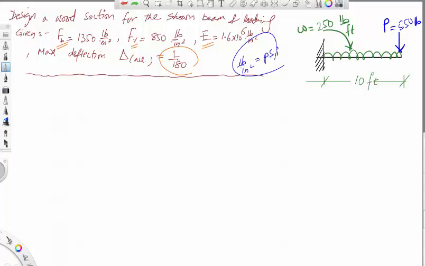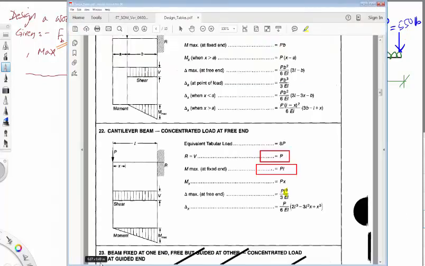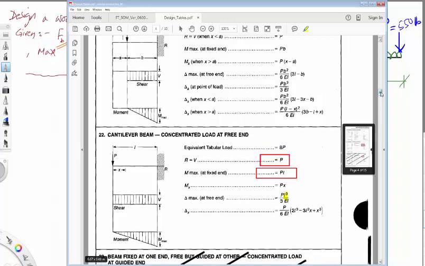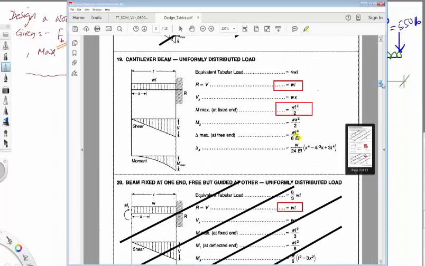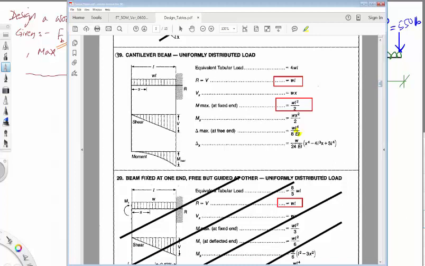So this is a case of two. If you look at your schedule, your table charts, you see we need to go and look for a cantilever beam with uniform load, which is case number 19 here. The maximum bending moment is given here as WL squared divided by 2, maximum shear is WL, and maximum deflection is given as this. That is case number 19 for uniform distributed load.